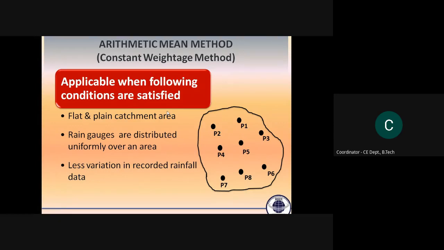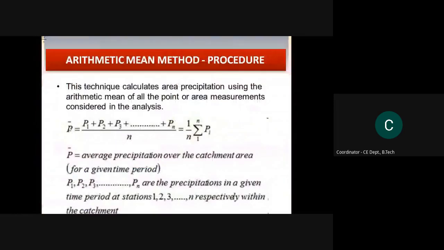So this is the formula. P bar is nothing but the average rainfall over the catchment area. P1, P2, up to Pi, all these are the rain gauge data from each rain gauge station. Just simply we average them. This is the formula. I will give you numericals in later slides.